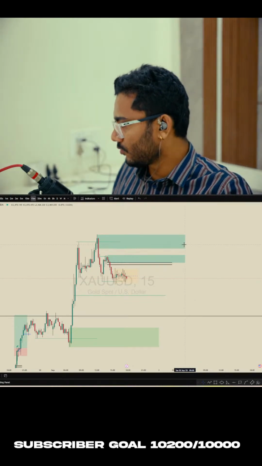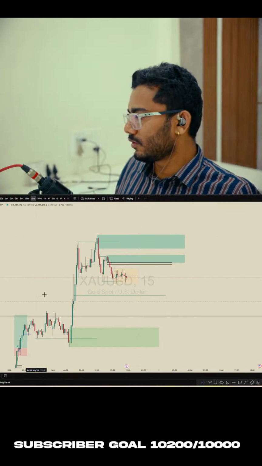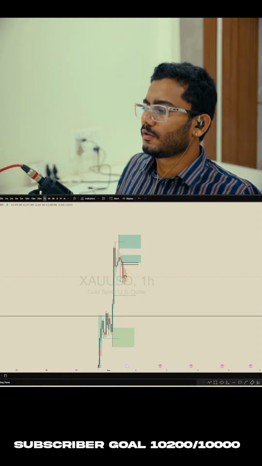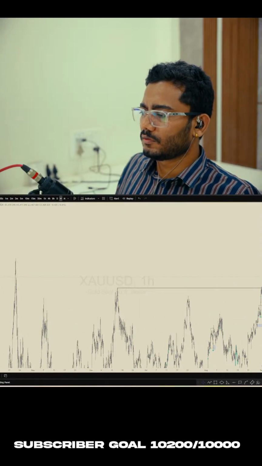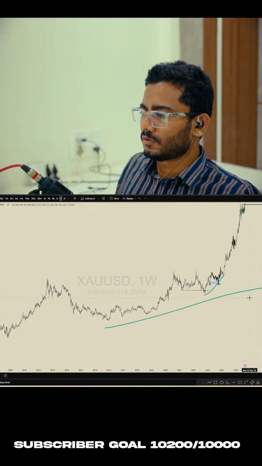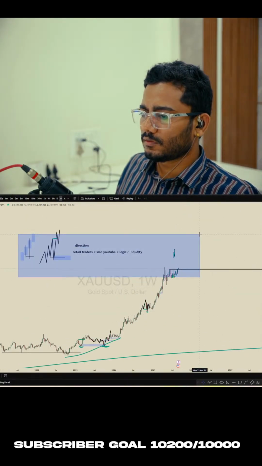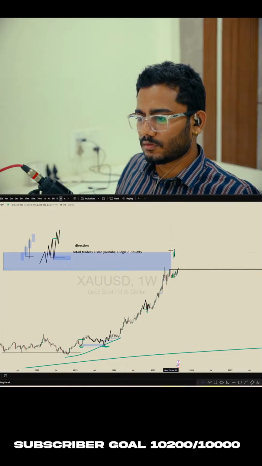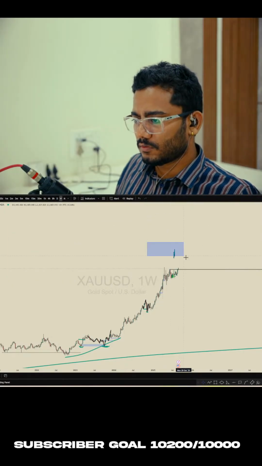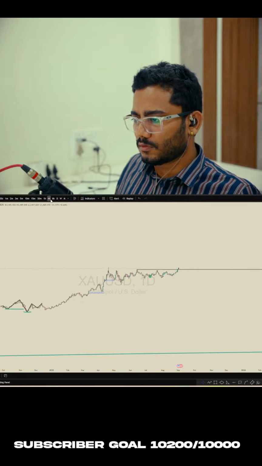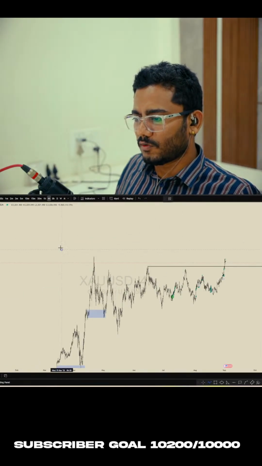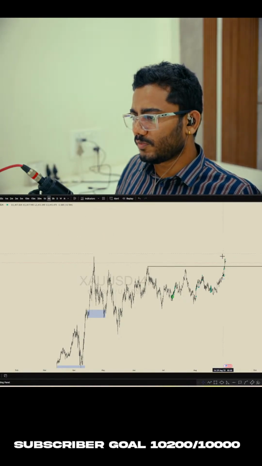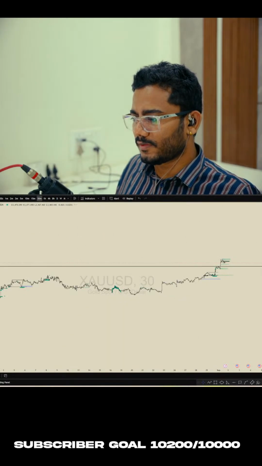What do you think about gold? Is it gonna make a new all-time high? Right now, not today, I don't think so. If you go to weekly, there are still some kind of orders which will push the price to the downside. But if this zone breaks, this wick breaks, then we look for buy side.